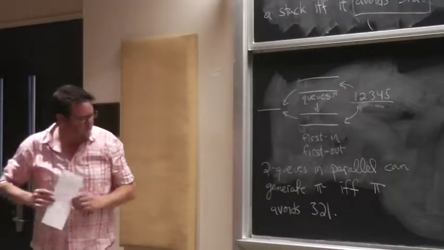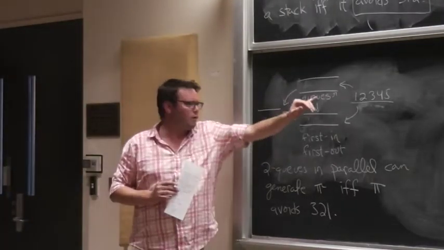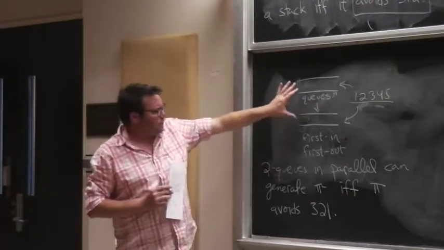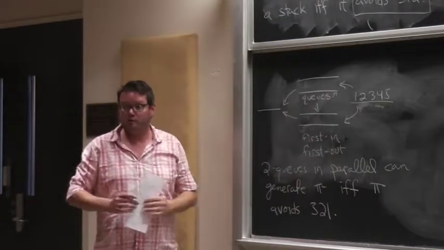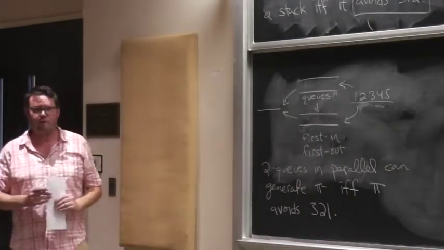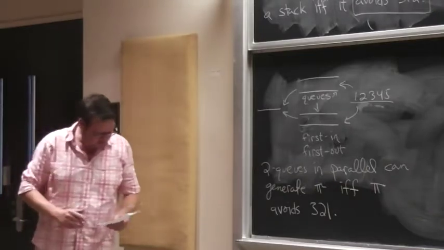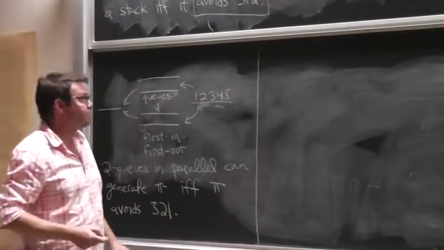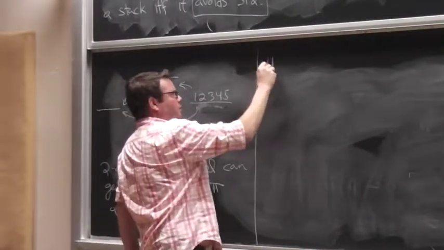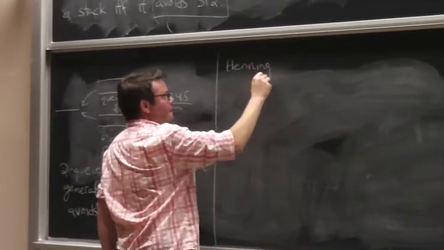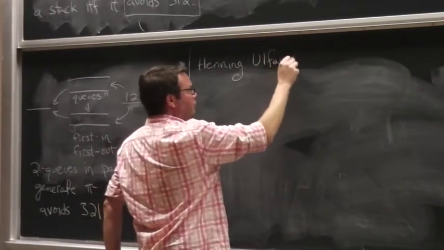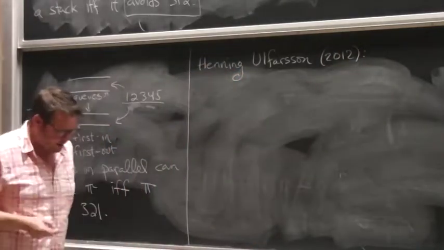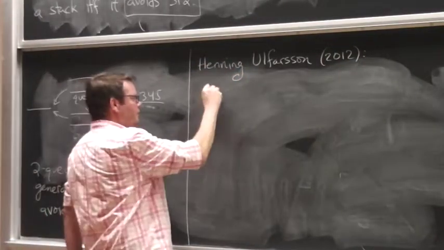You could form a much more complicated network where you go through a stack and then through two queues in parallel. Or maybe you could do two queues in parallel with a stack. There's lots of things you can do, and that was all the early work, networks of sorting machines. But all this work was inspired by a question that Henning Ulfarsson asked us back in 2012. He said, are there any new sorting machines?